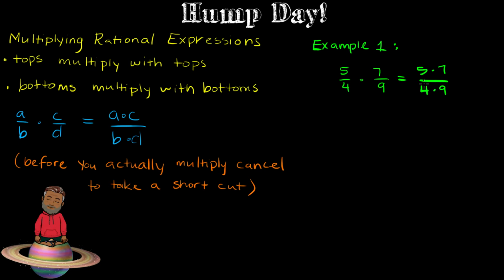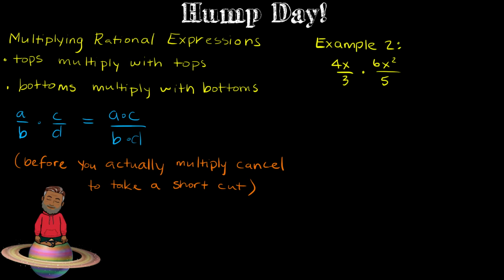Now at this stage, if 5 has a factor that is a factor of 4 or 9, you're going to go ahead and cancel them. But in this problem, you'll notice 5 and 7 don't factor, and 4 and 9 have no factors in common with 5 and 7. So we're just going to multiply these numbers together. 5 times 7 is 35, and 4 times 9 is 36. If you couldn't simplify here, you're not going to be able to simplify here, and this is your final answer for this problem.